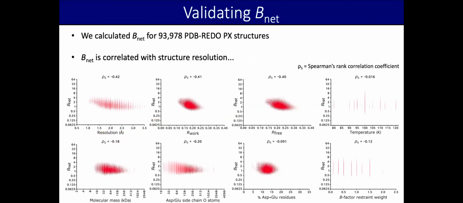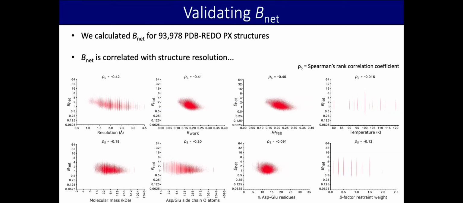So following on from that, we calculated BNet values for just under 94,000 cryo-temperature protein crystal structures in the PDB-REDO data bank. And what we wanted to do was check that BNet is reflective of the extent of radiation damage suffered by a structure and isn't correlated with other variables that are not related to radiation damage but might affect its value.